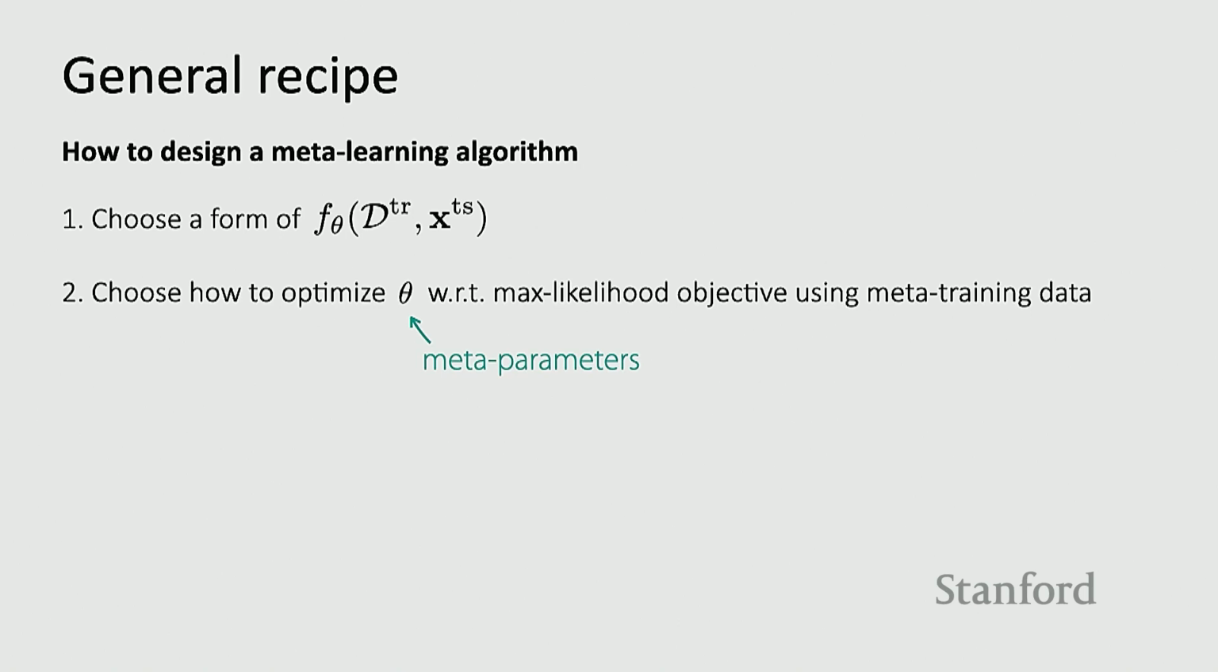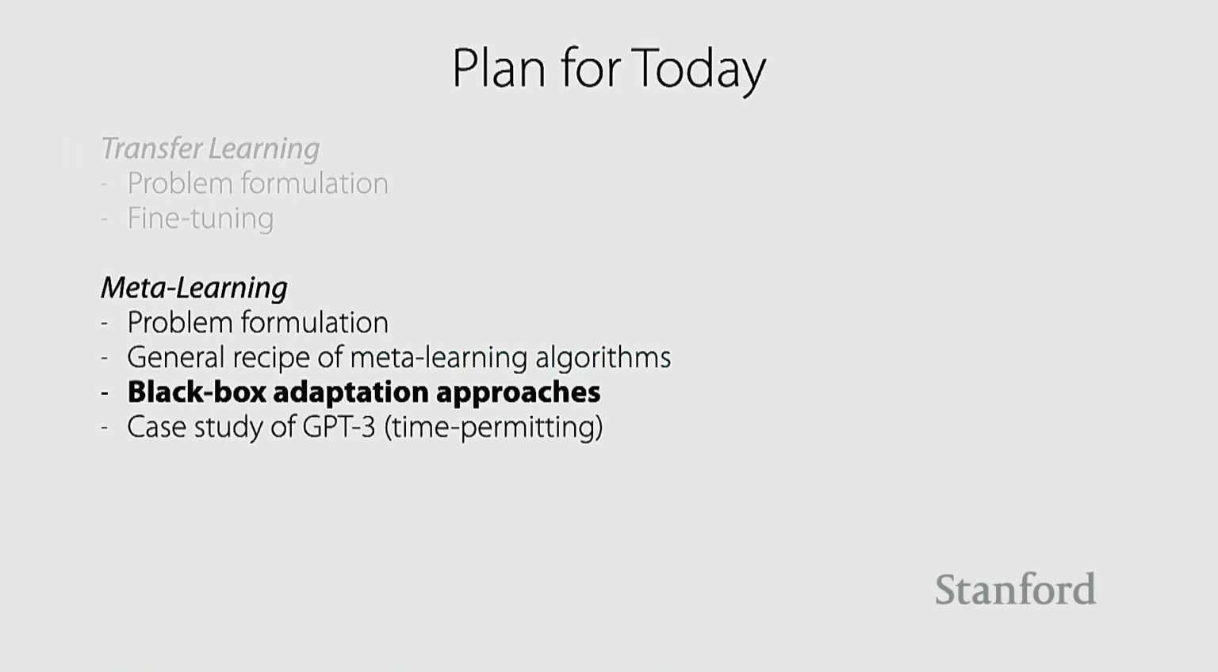Okay, so this is the general recipe. Now let's actually talk about one way to instantiate this recipe. In particular, we're going to cover 3 different possible instantiations. One will be referred to as black box approaches. Another will be referred to as optimization-based approaches, which we'll cover on Wednesday. And the last will be metric learning approaches, or these more non-parametric learning methods.